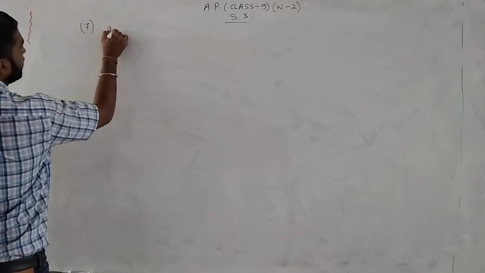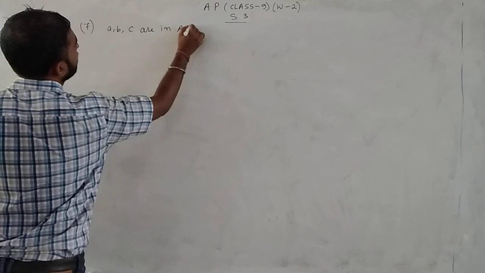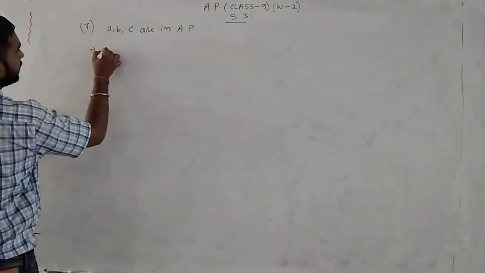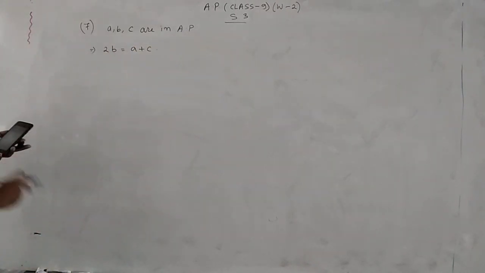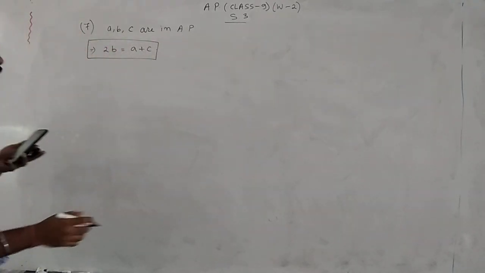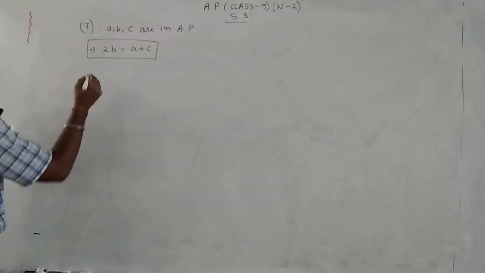A, B, C are in AP. So already I have told that if A, B, C are in AP, then twice the middle term is equal to the summation of the first and the last term. And this is the condition for all the 6 questions which are given in 7: 1, 2, 3, 4, 5 and 6.